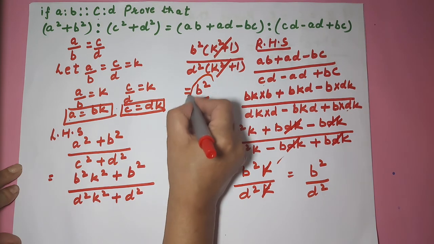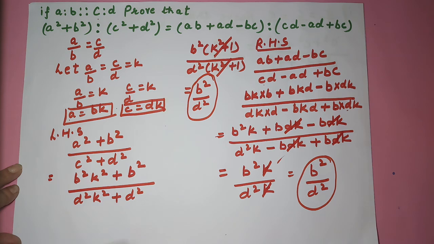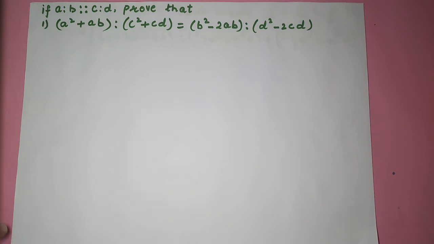What was my left hand side? B square upon D square. What is my right hand side? B square upon D square. Therefore, I have proved that left hand side is equal to right hand side. Right? Let's try one more sum.